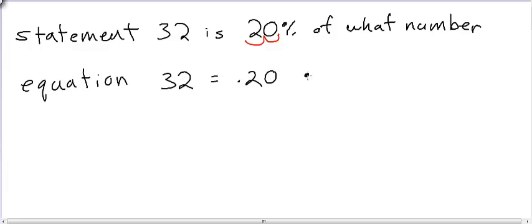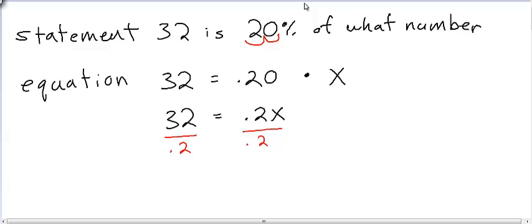Of is interpreted as multiplication. Again, the phrase what number refers to my variable, my unknown, so I'll call it x. So really what I'm solving is 32 is equal to 0.2x. To solve for x, I can divide each side by 0.2. That 0.2 is reduced to 1. So I'm left with 32 divided by 0.2, which comes out to be 160. So we say 32 is 20% of 160.